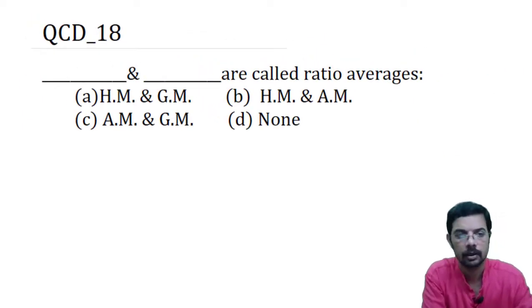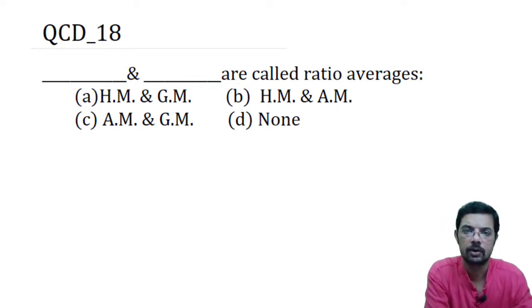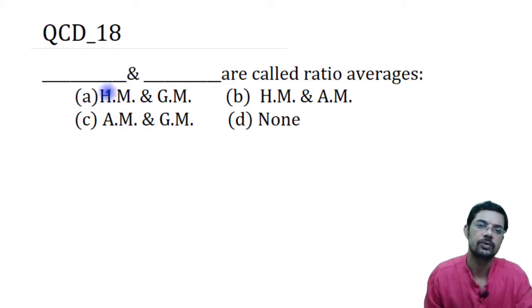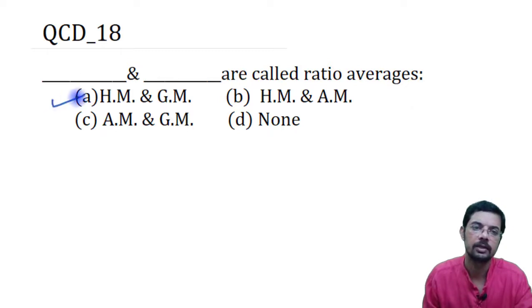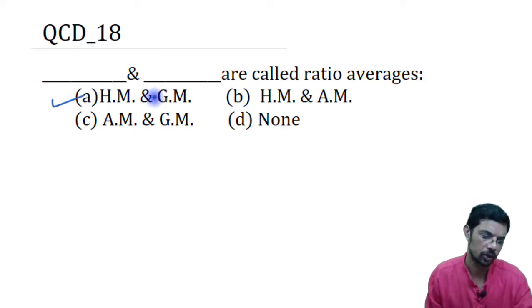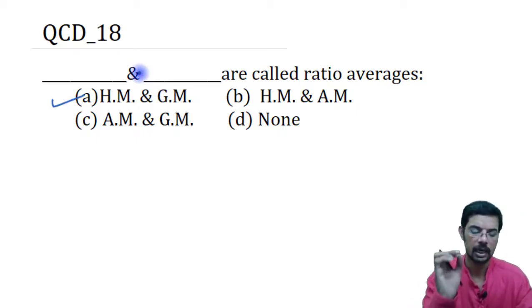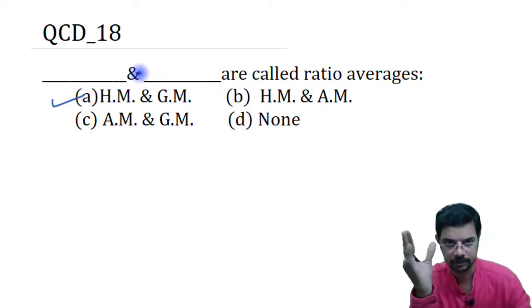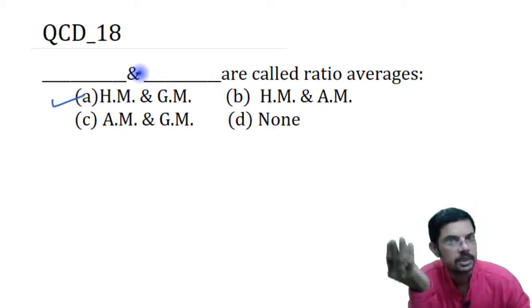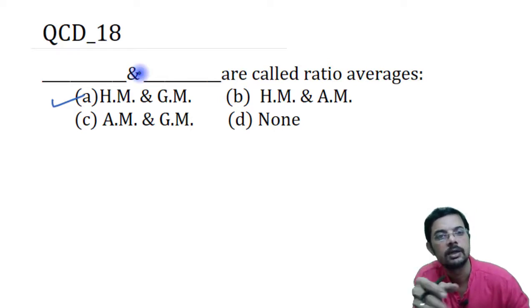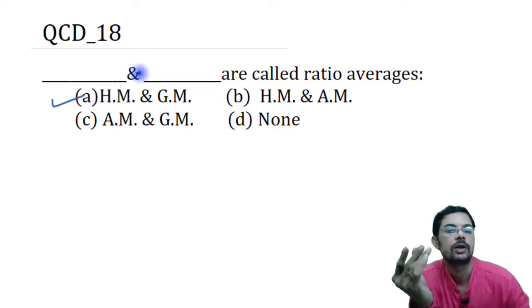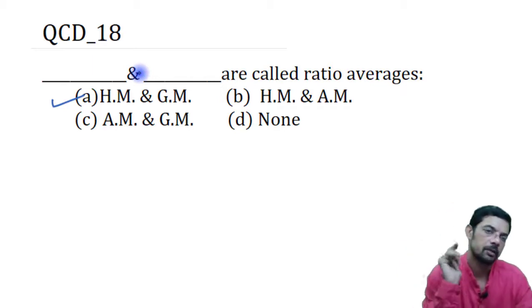Now, question number 18. Dash and dash are called ratio averages. Clearly, ratio averages are harmonic mean and the geometric mean. The harmonic mean and geometric mean are used to calculate the ratio averages. We will be using the ratios, percentages, and computing the average rates of increase and decrease. So average speeds and everything is calculated using harmonic mean. Rates of increase and decrease are calculated using the geometric mean.